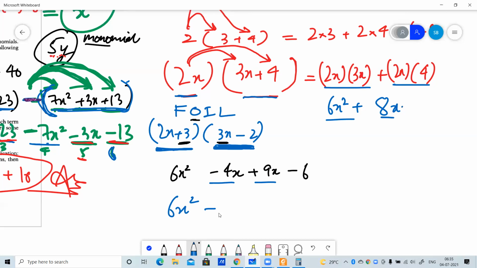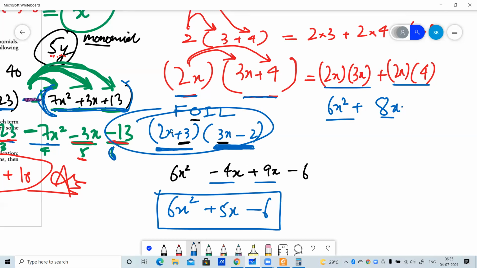+5x. Positive 5x. And we're having -6 here. So this is the answer for multiplication of these two terms. Makes sense. 2x plus 3 times 3x minus 2 equals 6x squared plus 5x minus 6. And you know what? In a calculator, you can simply convert this 6x squared plus 5x minus 6 into this.